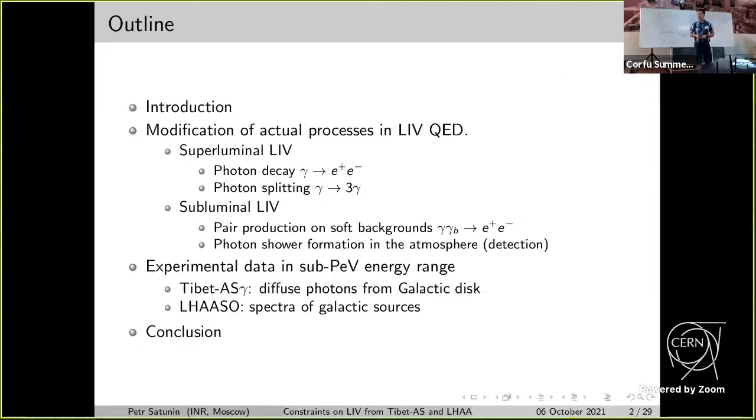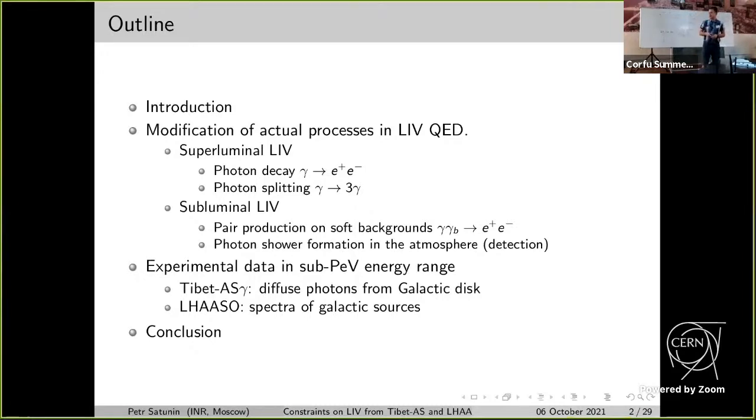The second part of my talk is a theoretical part. I will briefly review some actual processes which may be crucial to make constraints on Lorentz Invariance violation in QED. These processes may be divided into two parts. The first is crucial in the superluminal scenario. Superluminal means where the speed of the photon is larger than the so-called speed of light, because it's also the speed of the photon.